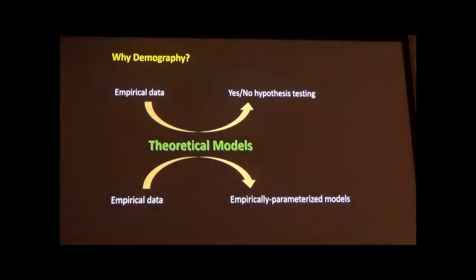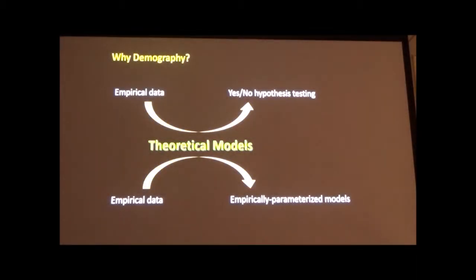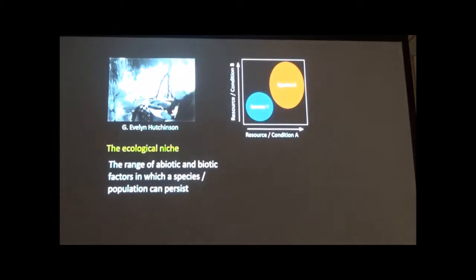So, with this in mind, I want to give one example of particularly important theory and how we can start to try and parameterize the theory and see how it plays out in the field. Probably one of the most unifying, still debatable and contentious theories in ecology is that of the ecological niche, formulated by Hutchinson in the mid-20th century. This really cuts across all of ecology. It's really about describing the range of abiotic and biotic factors in which a species or population can persist.